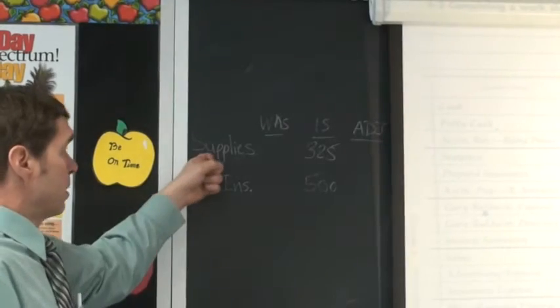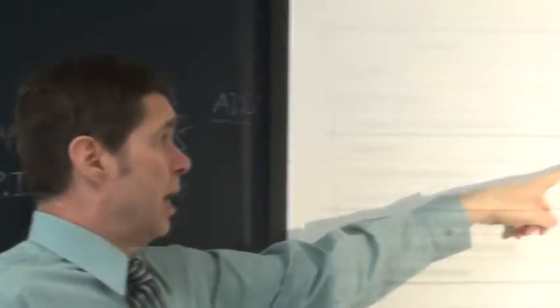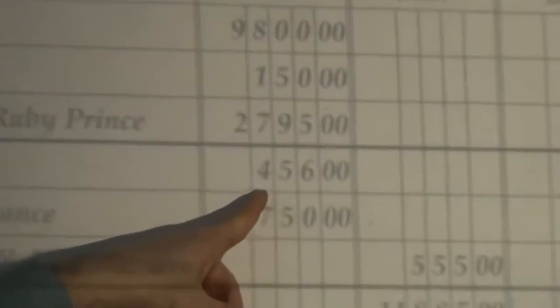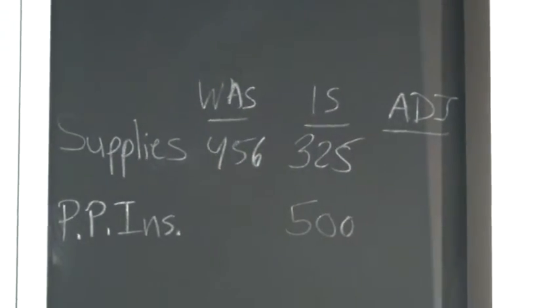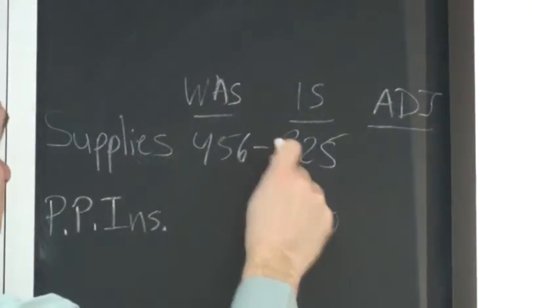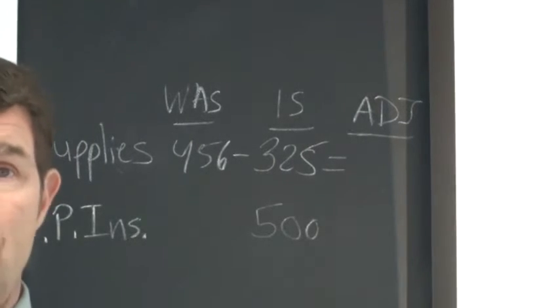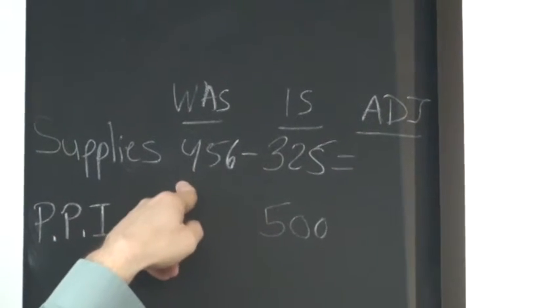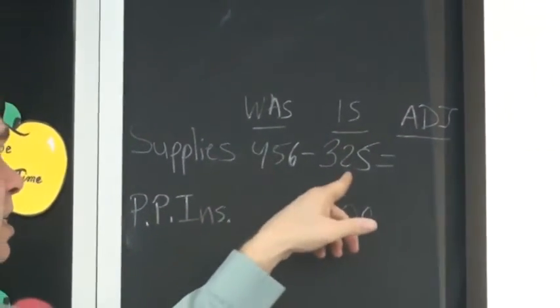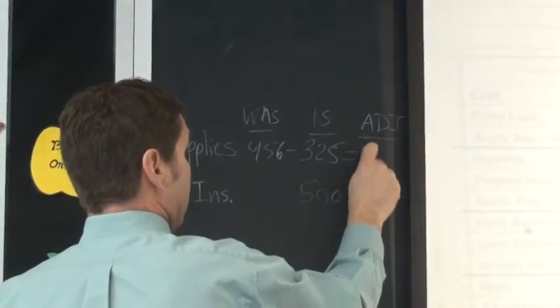Now, what was supplies? Well, let's take a look over in the trial balance column of the worksheet. It was $456. It is now $325. So we're going to subtract and adjust it down. We're going to lower the value of supplies because it was $456. It's now $325. We're going to reduce that value by $131.